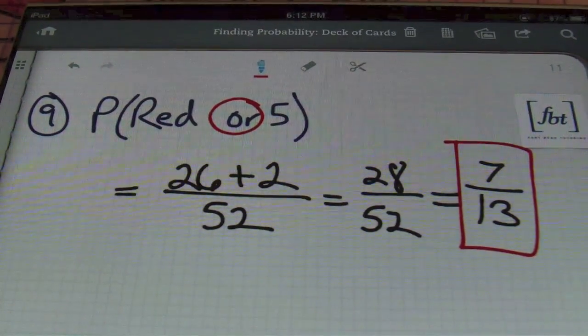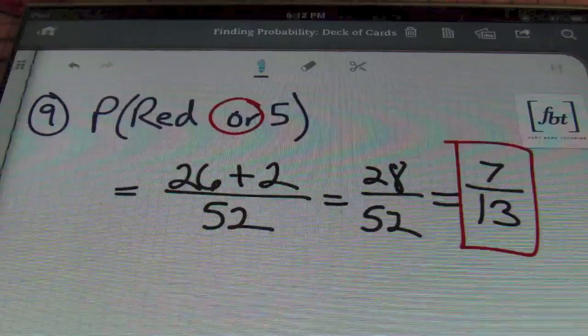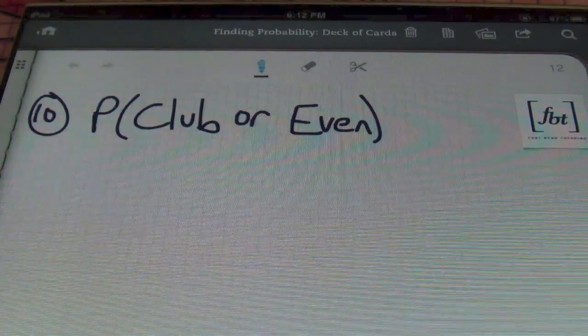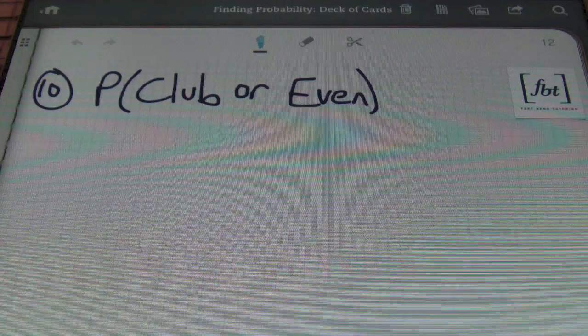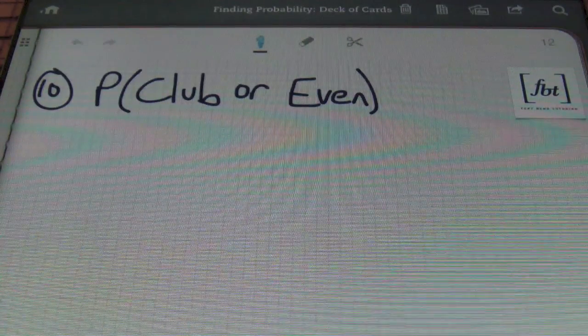Let's keep it moving. Keeping it moving here, getting you some exercises in today. We have problem number 10. What's the probability of getting a club or an even number? All right, well, let's take a look at that.